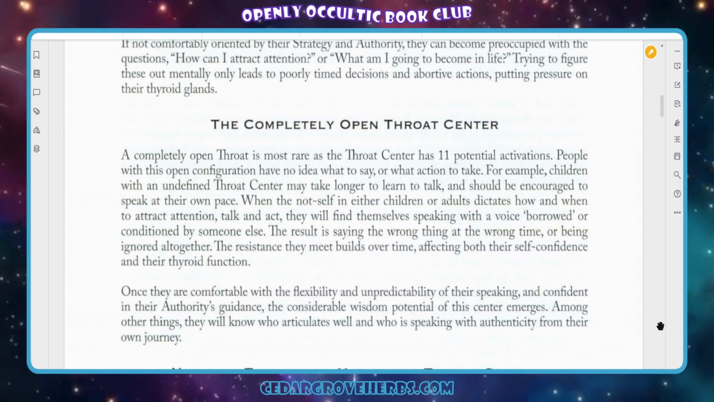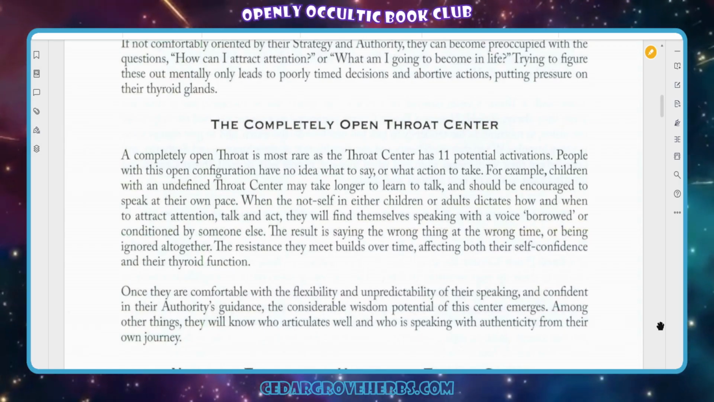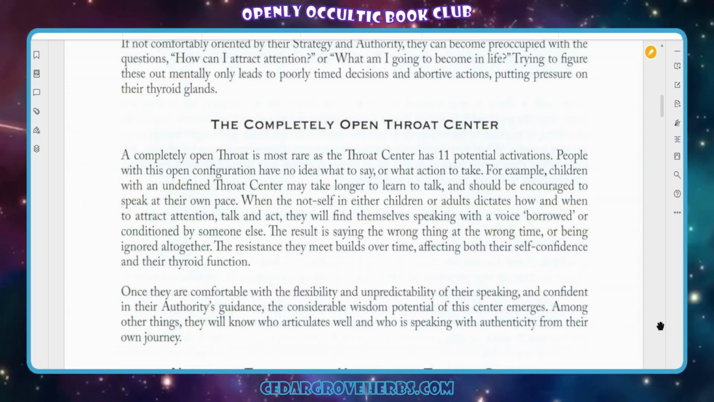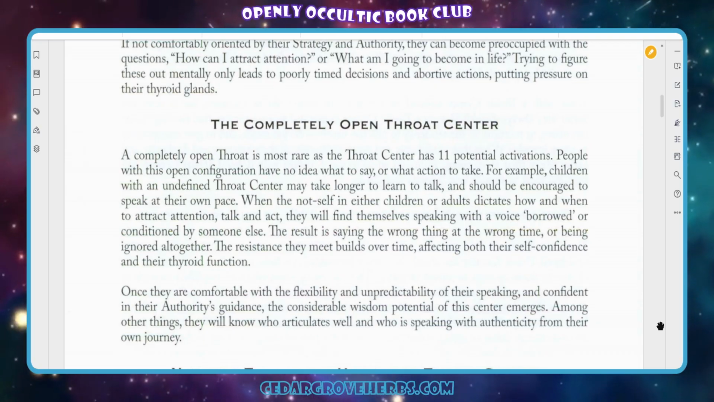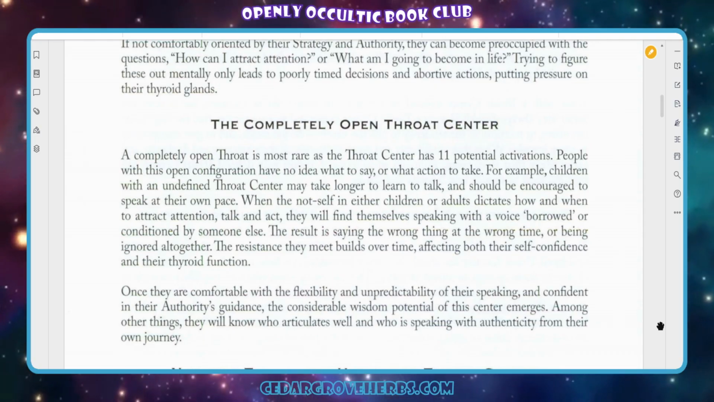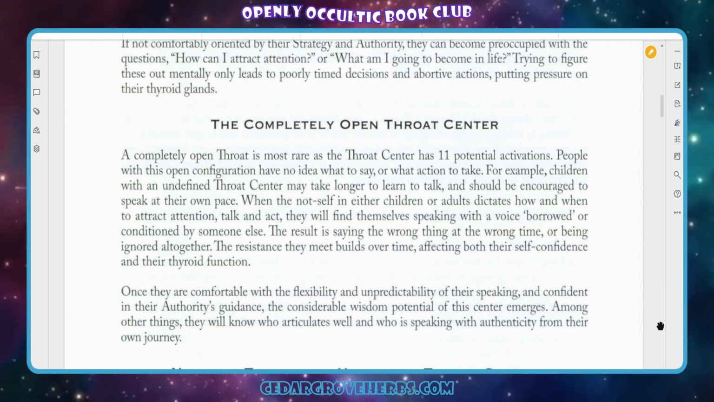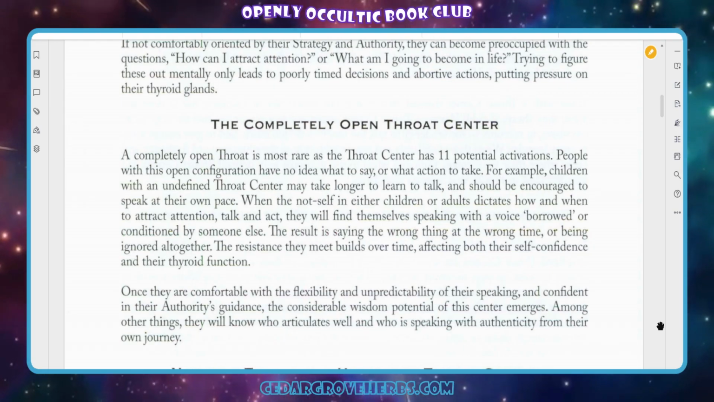The completely open throat center. A completely open throat is most rare as the throat center has 11 potential activations. People with this open configuration have no idea what to say or what action to take. For example, children with an undefined throat center may take longer to learn to talk and should be encouraged to speak at their own pace.